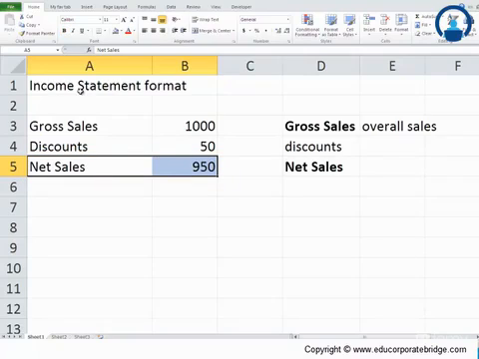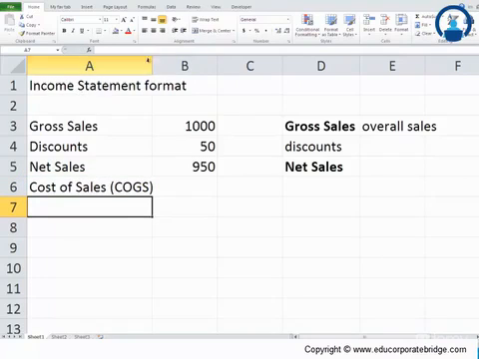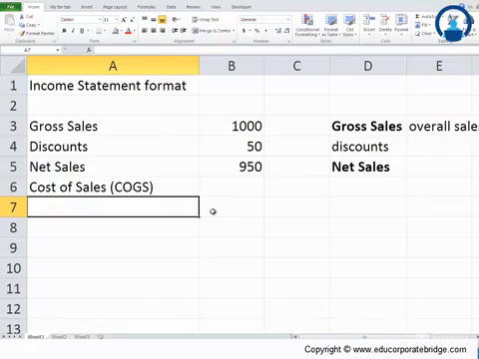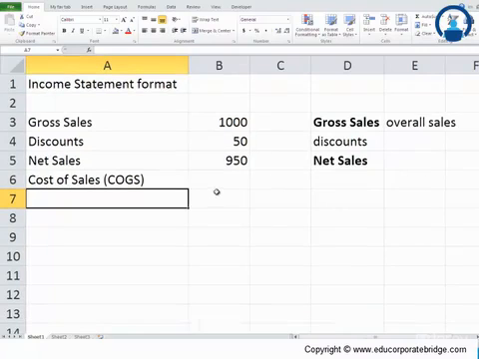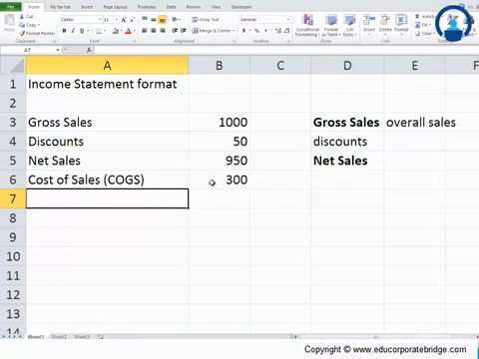Once we have documented the net sales, the next term is the cost of sales, and we also call this COGS, cost of goods sold. Essentially, cost of goods sold is defined as the amount paid for any merchandise sold or the cost to the manufactured products that were sold during the accounting period. What we are essentially saying is any cost which is directly associated with the sales can be called cost of sales. Let's assume that the cost of sales was 300 and the byproduct is the gross profit.